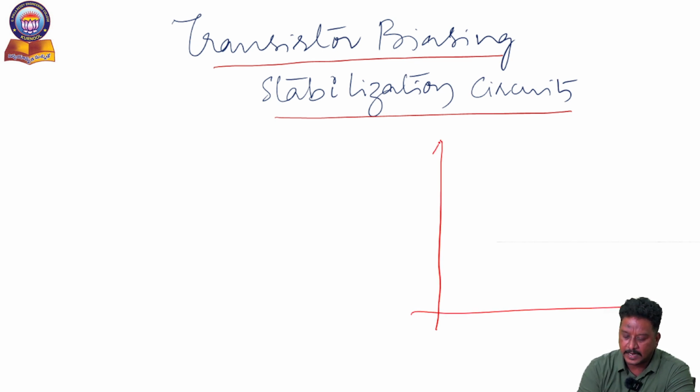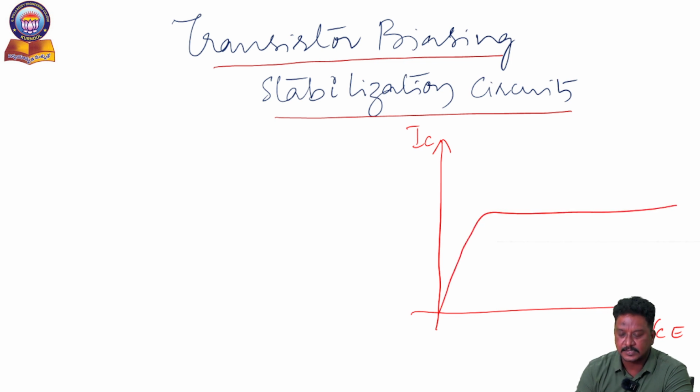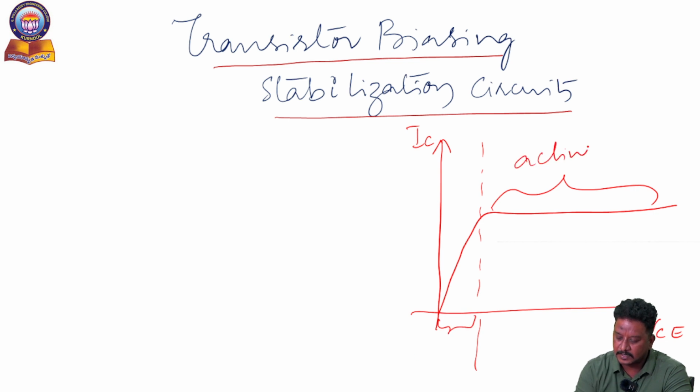So I am trying to highlight the output characteristics of the CE configuration once again. This is the output current IC and this is the output voltage VCE. Of course, the output characteristics of the transistor will be like this. Obviously, we can locate the three important regions: one is the active region, another one is the saturation region, and another one is the cutoff region. This is the active region, this is the saturation region, and of course this is the cutoff region.